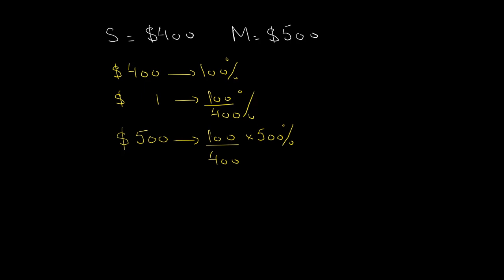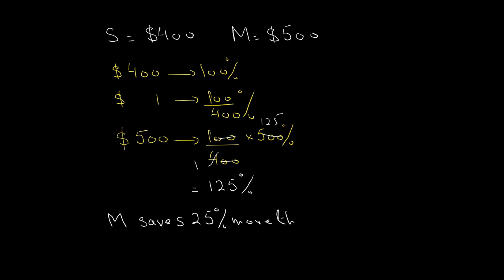and that answer is going to turn out to be equal to 125%. Please note, so we can say that Mehua saves 25% more than Suman. When we had $4 and $5, the only difference was we had $4 being equal to 100%.